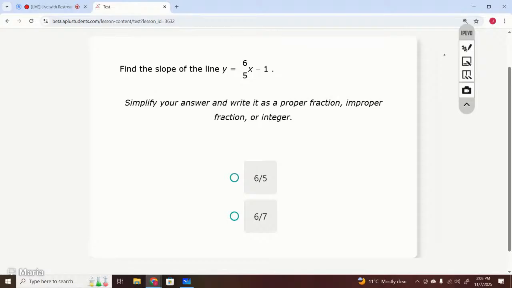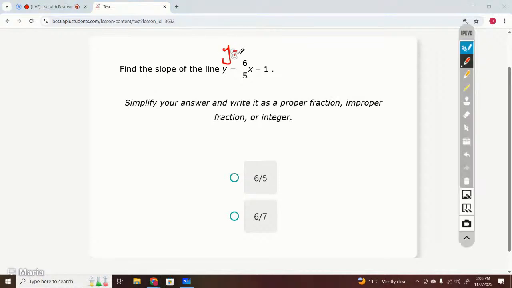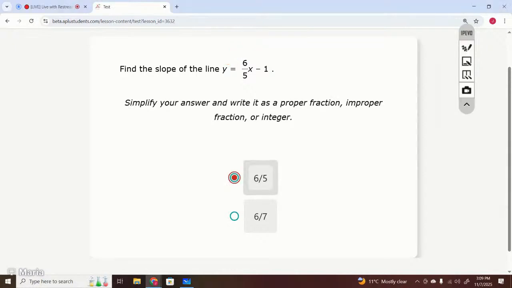Find the slope of the line y equals 6 by 5x minus 1. y equals mx plus b. m equals 6 by 5. The correct option is option number 1.